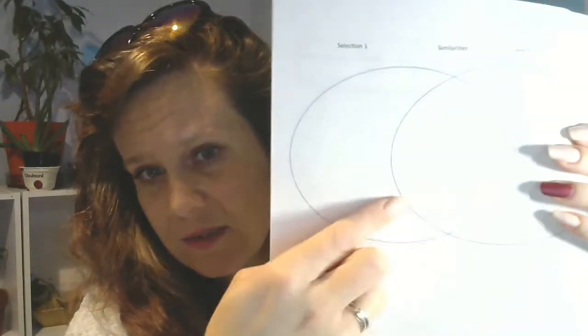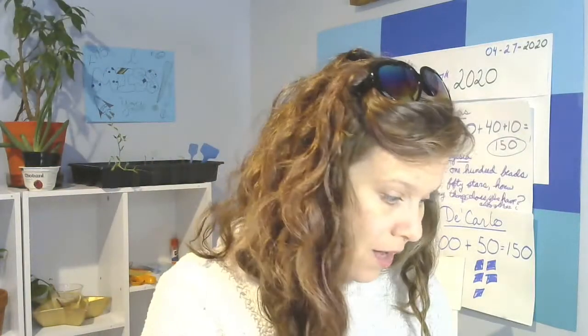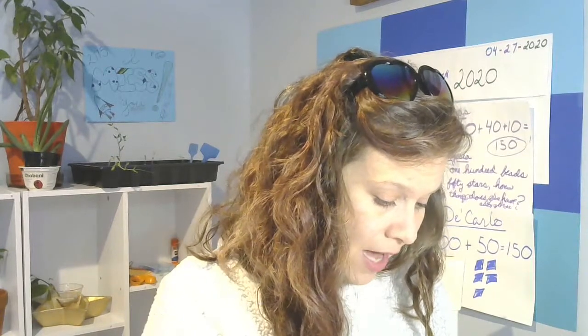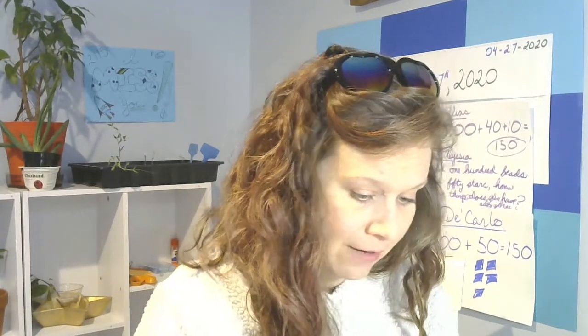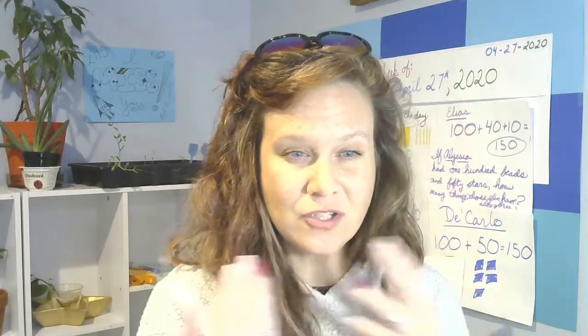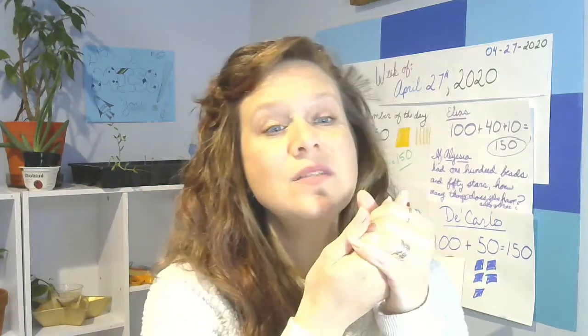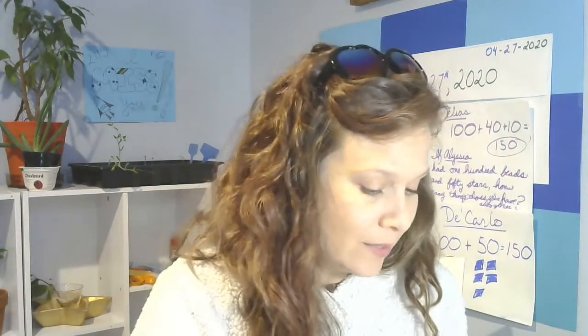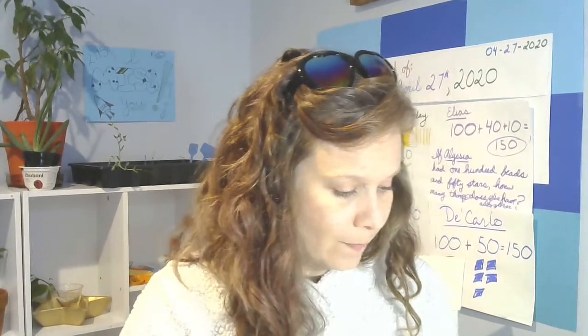Maybe you picked a sad song. So whatever is the similarities goes in the middle. You have a lot of room to be very, very creative with your Venn diagram that compares and contrasts different interpretations of the same music. So super exciting as you guys work on that.